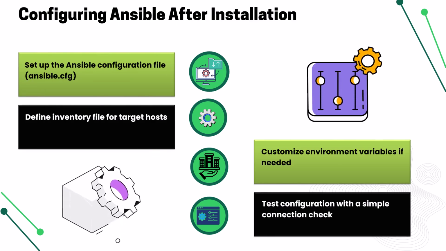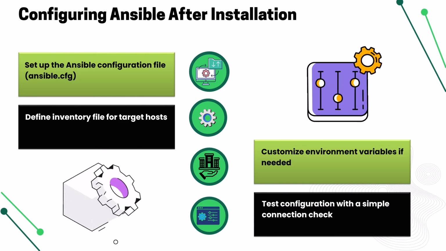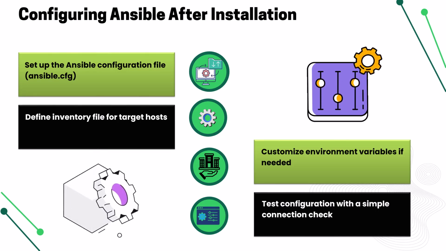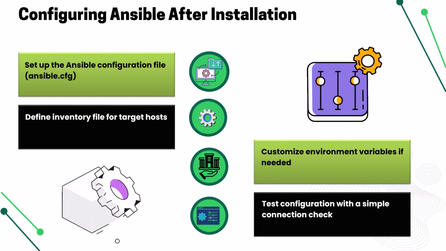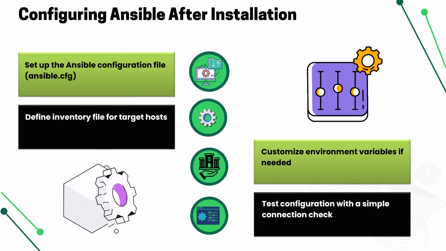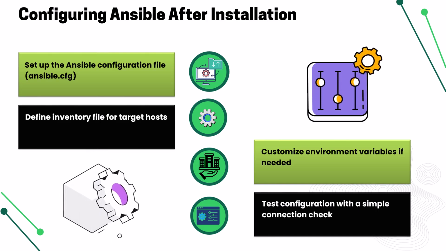Now that Ansible is installed, it's time to tweak the settings. The Ansible CFG file is where magic happens. You can customize behaviors and optimize performance. Then we define our inventory, because Ansible needs to know who it's talking to. Want to go the extra mile? Adjust environment variables. Finally, let's run a ping test to make sure everything is working.